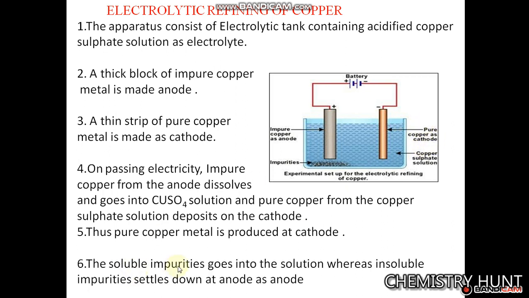The soluble impurities go into the solution, whereas insoluble impurities settle down at the anode as anode mud. So here we see whatever impurities are present get settled down exactly below the impure copper anode, and this settled impurity is nothing but what we call anode mud.